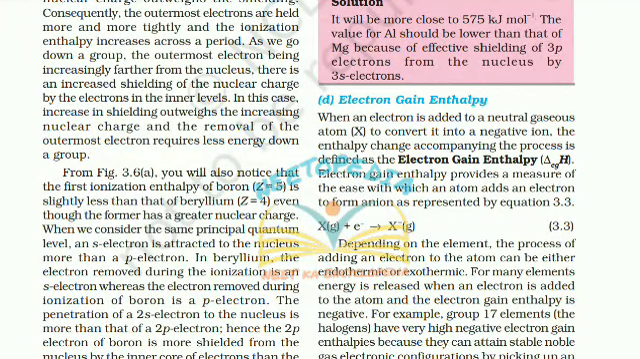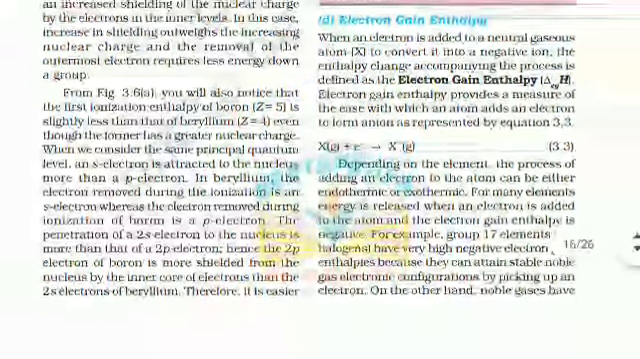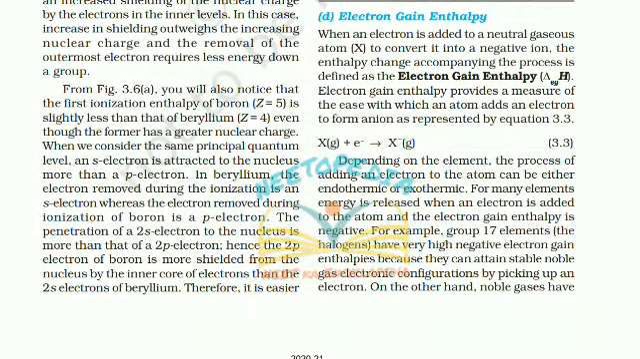energy down a group. From figure 3.6a, you will also notice that the first ionization enthalpy of boron is slightly less than that of beryllium, even though the former has greater nuclear charge. When we consider the same principal quantum level, an s electron is attracted to the nucleus more than a p electron. In beryllium, the electron removed during ionization is an s electron, whereas the electron removed during ionization of boron is a p electron.